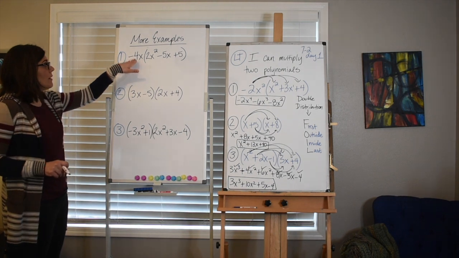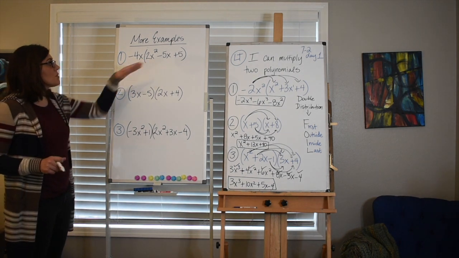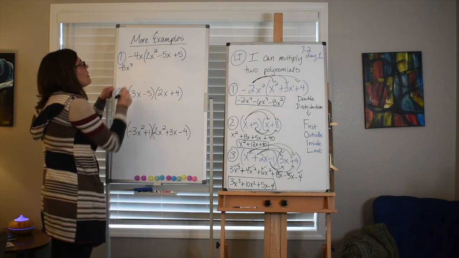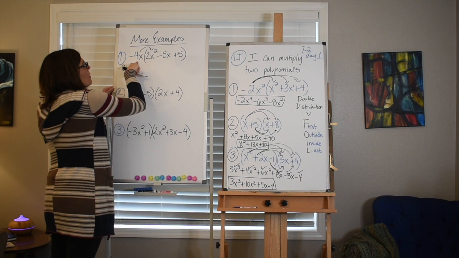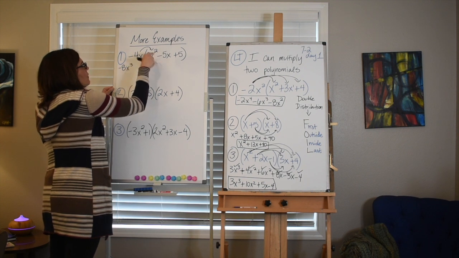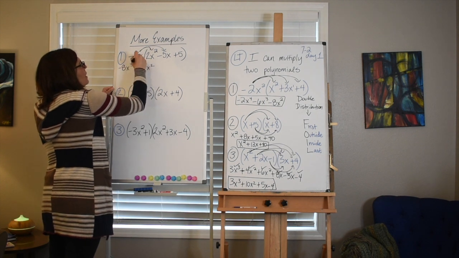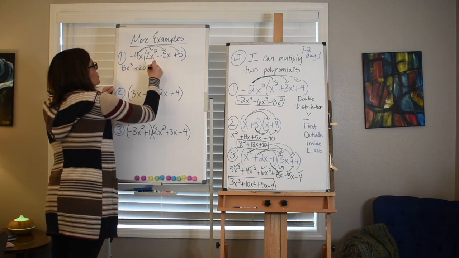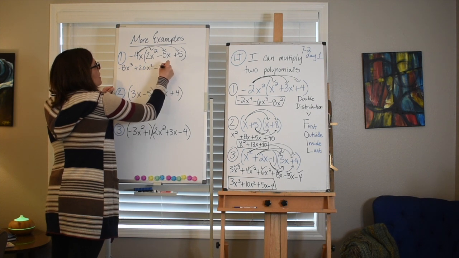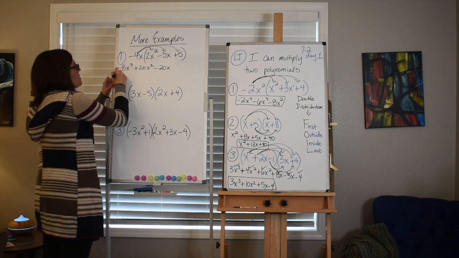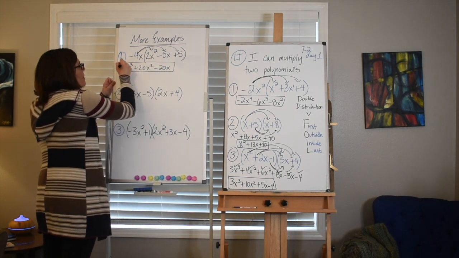So for this first one, I'm going to do -4x times 2x squared, which is -8x to the third. And then I'm going to do -4x times -5x, which is positive 20x squared. And -4x times 5, which is -20x. There are no like terms to combine, and it's been written in standard form.